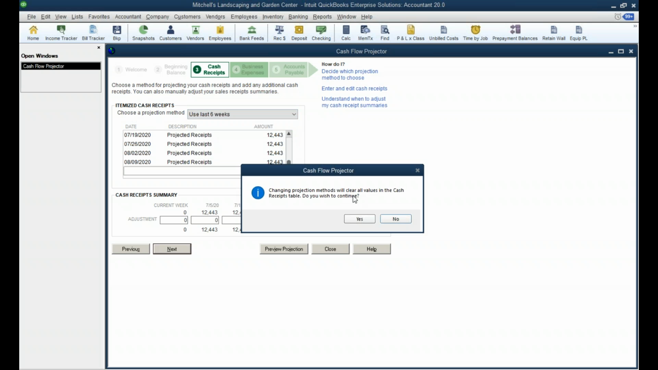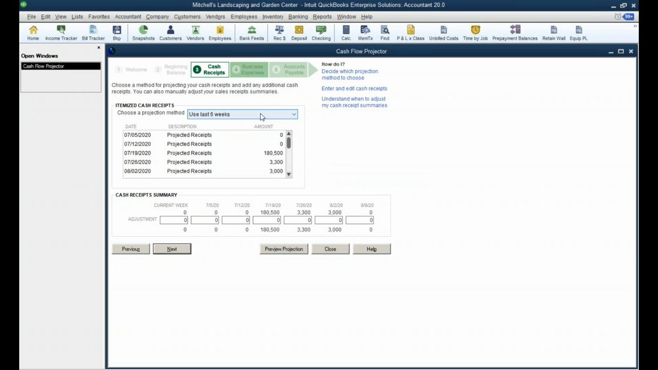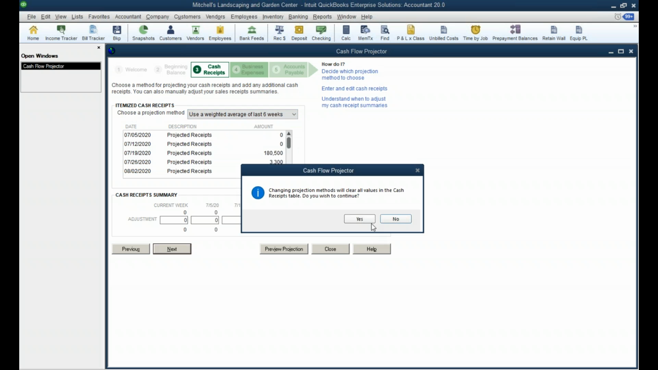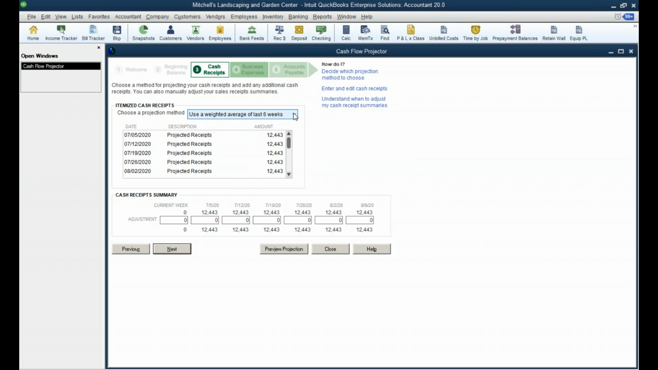But notice that as I check these different options, you'll see that the numbers will change in here if I do an average of last 6 weeks. So up to you how you want to project out. And maybe you've got deposits coming in from a couple jobs. They've signed off on the estimates, and you have an idea of when that money is going to come in. So you can go ahead and adjust there. So I'll flip back to the weighted average. But again, you can experiment and see what you might want to do.